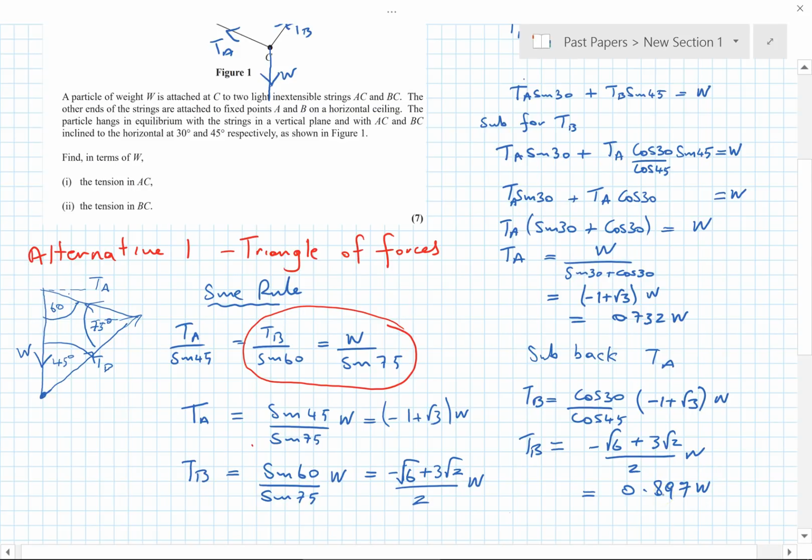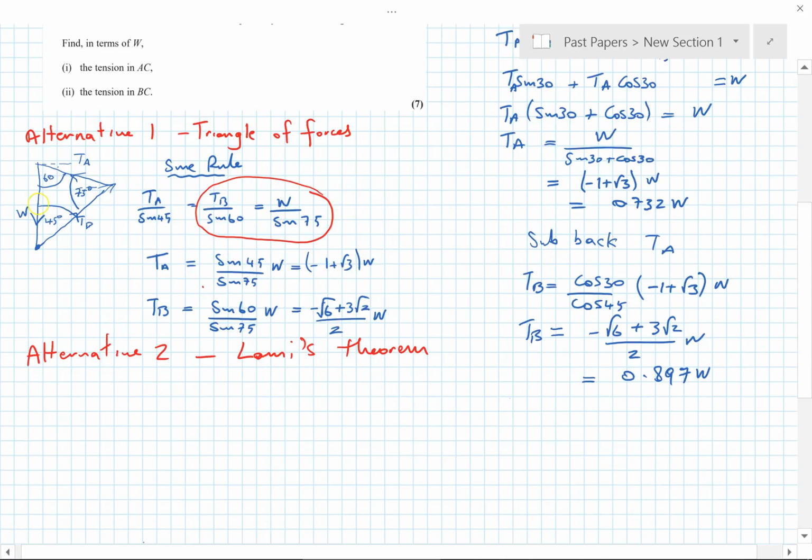Okay, so that's one alternative, but some people don't like drawing this triangle because it's a bit fiddling around. I think it's fine, it's my favourite thing, but if you don't, then you can revert to this, which will always work, or there's yet another alternative, an old theorem called Lami's theorem.